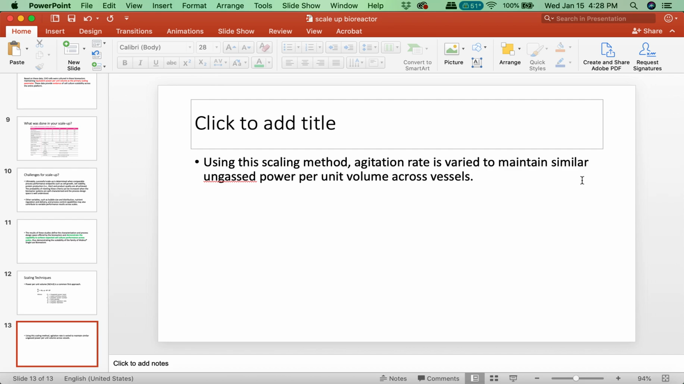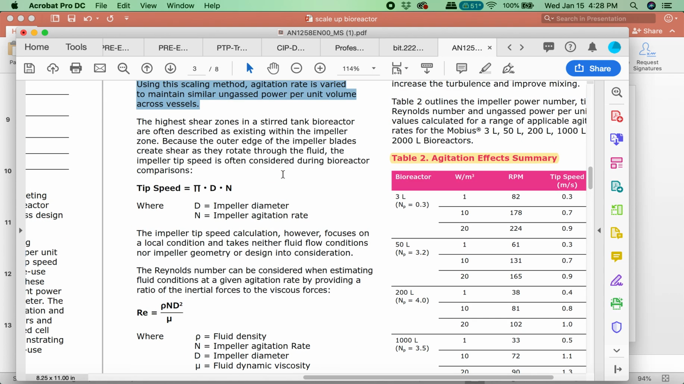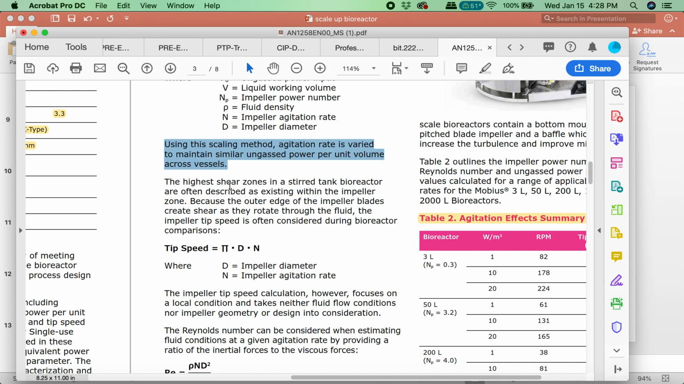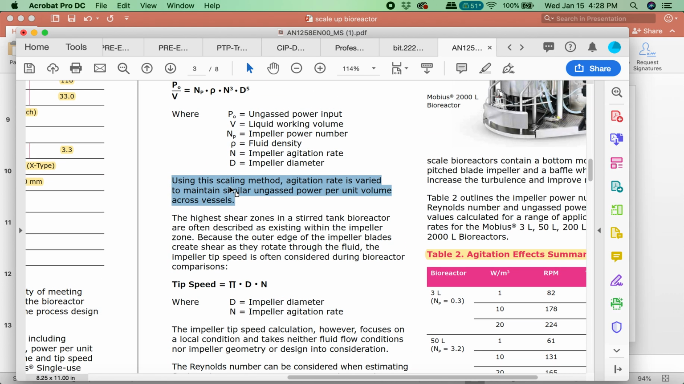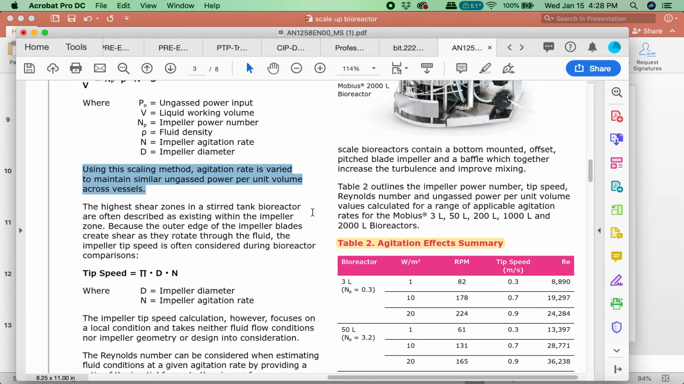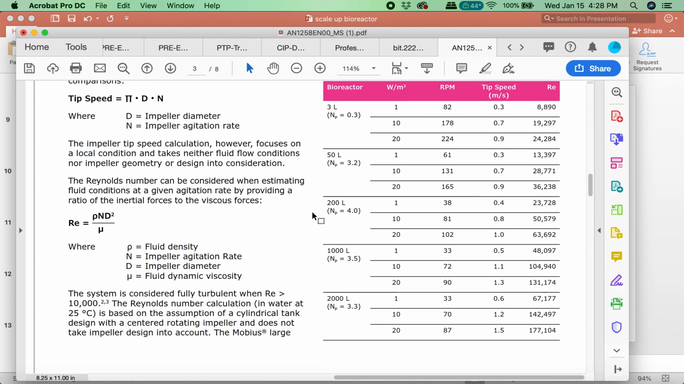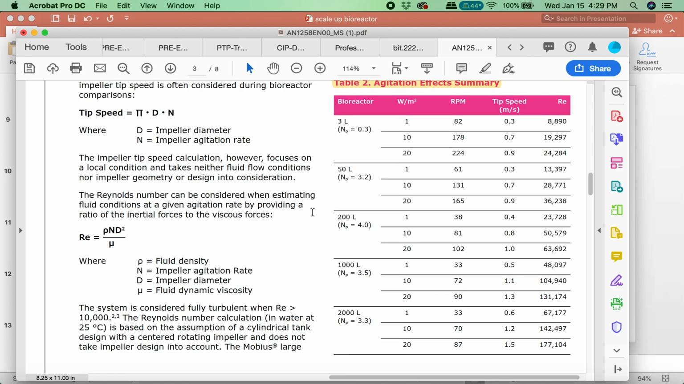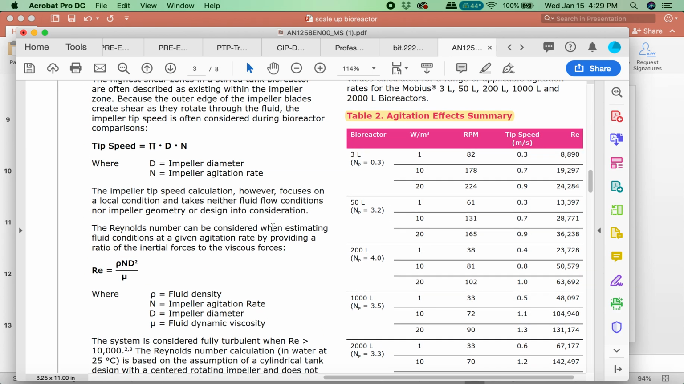Using this scaling method, agitation rate is varied to maintain similar ungassed power. So once you vary the agitation rate using that equation, so you vary n, and since the tip speed is also dependent on the agitation rate, it is also calculated, but the tip speed doesn't take into account the fluid.